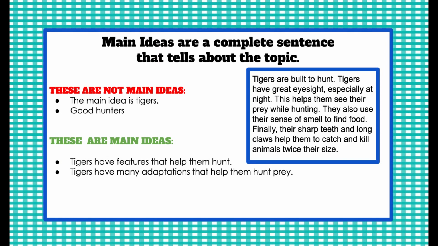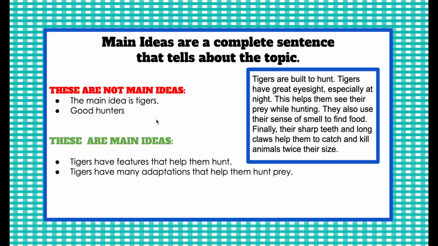Tigers are built to hunt. Tigers have great eyesight, especially at night. This helps them see their prey while hunting. They also use their sense of smell to find food. Finally, their sharp teeth and long claws help them to catch and kill animals twice their size.